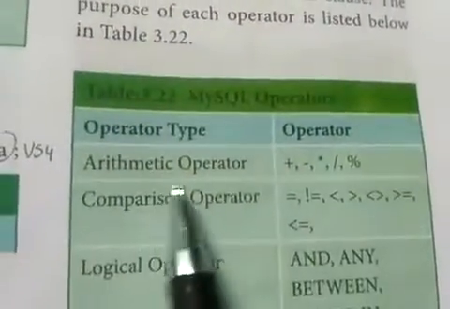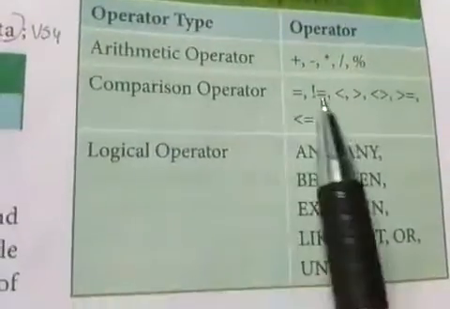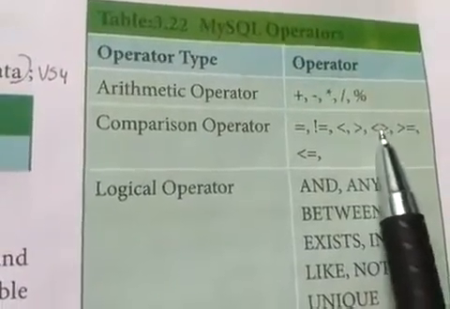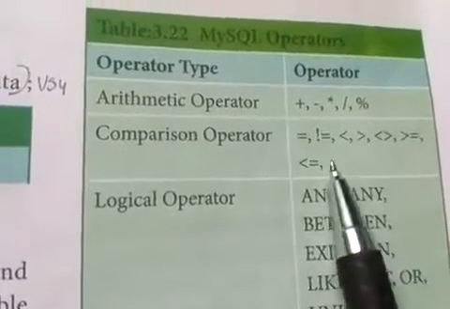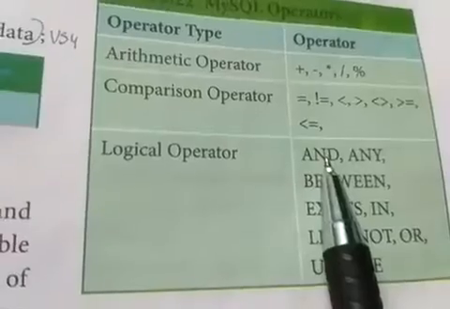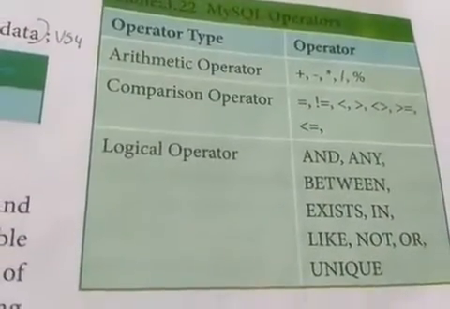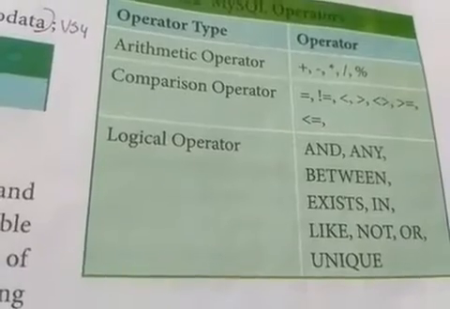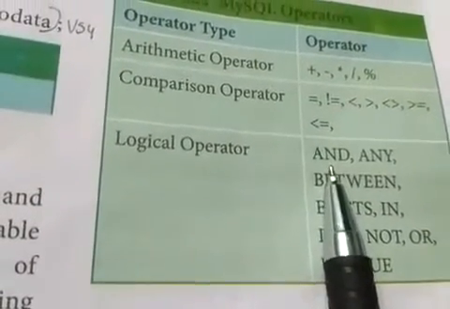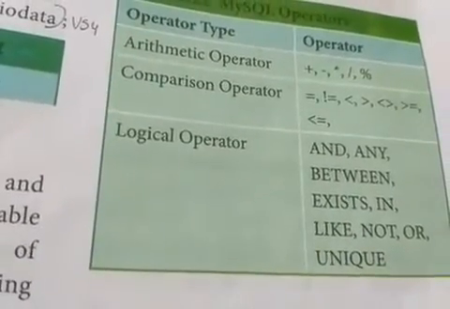First, arithmetic operators: addition, subtraction, multiplication, division and modulus. Comparison operators: equal to, not equal to, less than, greater than, greater than or equal to, less than or equal to. And then logical operators, you know about them. What is the purpose of the AND operator? When you are using two conditions, and both conditions return true, then the output will be true. That is what you studied in JavaScript. The AND operator has the same purpose. We can see all these commands with examples.